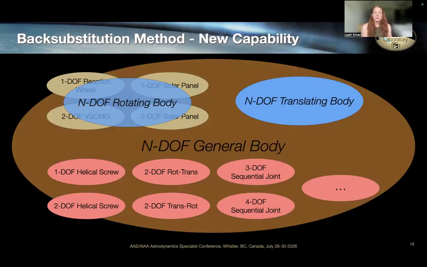So what this work is proposing is this new n-DOF general body effector or component that can quite literally simulate any type of general rigid body motion. This can simulate an n-DOF rotating body and an n-DOF translating body, or any of those other types of motion in red. So this acts as an ultimate umbrella that gives the user the complete freedom to choose the motion of this body, however they would like.